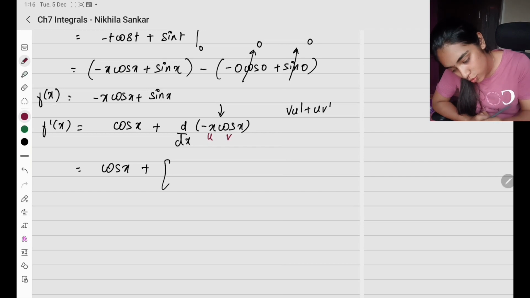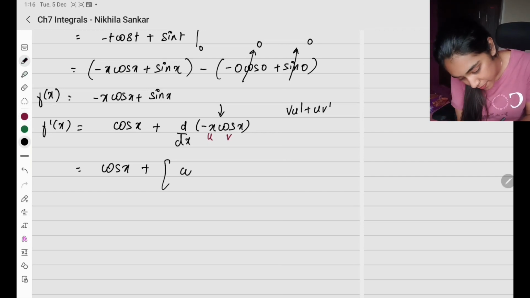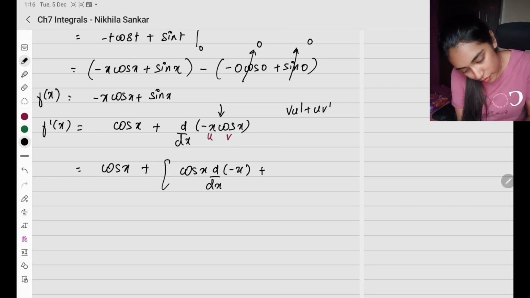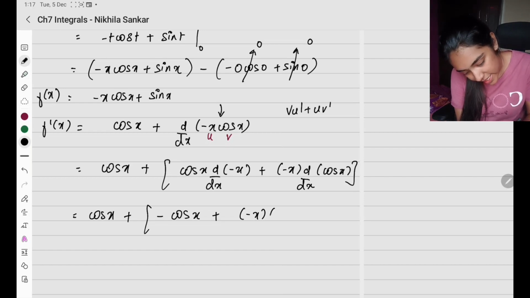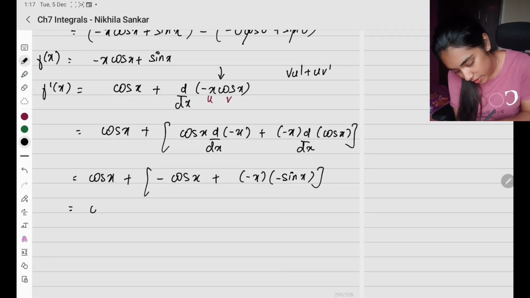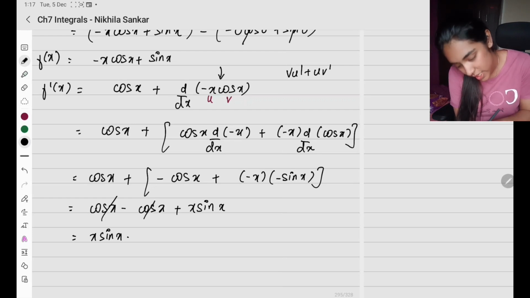So this is going to be my u and this is going to be my v. So v u dash is cos x times d by dx of minus x, plus u v dash, so minus x times d by dx of cos x. When I solve this, I have cos x plus minus cos x, plus minus x times d by dx of cos x, which is minus sin x. So when I open the bracket, cos x minus cos x, and minus times minus gives plus, so plus x sin x. So this gets cancelled, and my final answer is going to be x sin x.